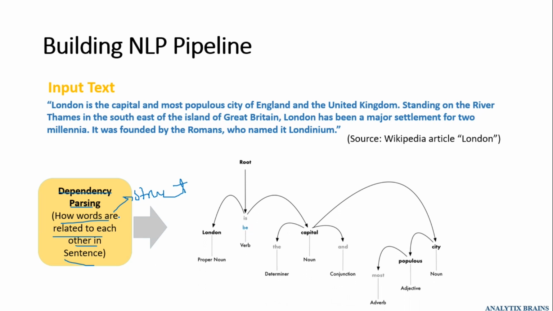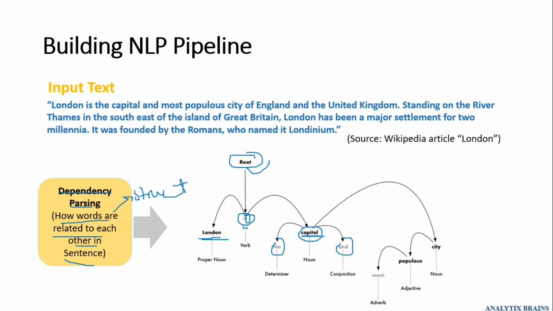So what dependency parsing will do is try to create a root tree using the top down approach. In the top we have the root, and then it tries to create the tree by linking the branches to the other words, like the word is dependent on the word London and capital. Now is the root, and is the parent of the words root, London and capital, and capital is dependent on the words the and.